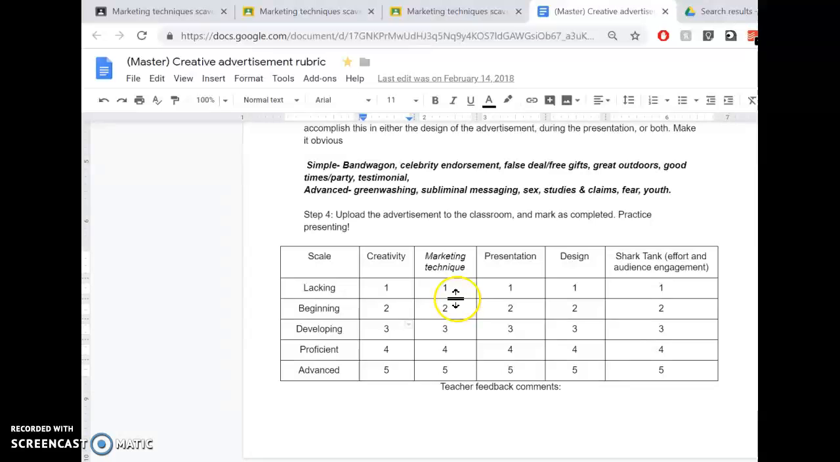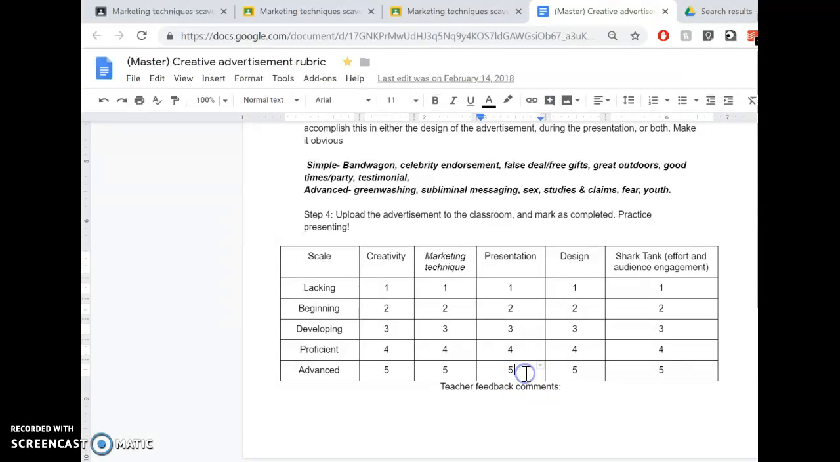Marketing technique. Again, 1 to 5. To get a 5 on this, you should be using multiple types of these techniques. You should do them live in class or on the presentation itself. However you do it, make sure you use more than 1 or 2. Okay, if you just use bandwagon and celebrity, you'll be down here at the beginning. If you use like bandwagon, celebrity, false deal, studies and claims, youth, that's a little bit more on the advanced side. Okay, put these things, make them work for you, and make yourself get a higher score.